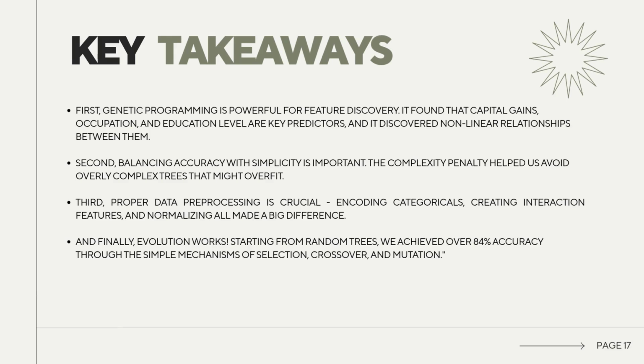Second, we learned that accuracy isn't everything. Model simplicity matters too. By adding a complexity penalty, we prevented the trees from becoming unnecessarily large, avoiding bloating and overfitting. Third, pre-processing played a huge role. Encoding categorical variables properly, adding interaction features, and normalizing the data significantly boosted the model's performance.